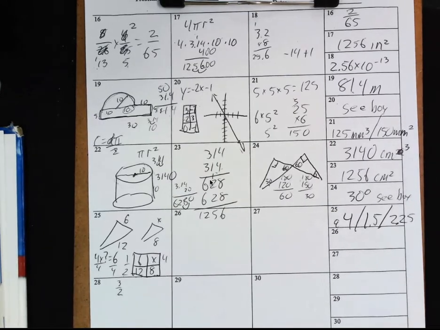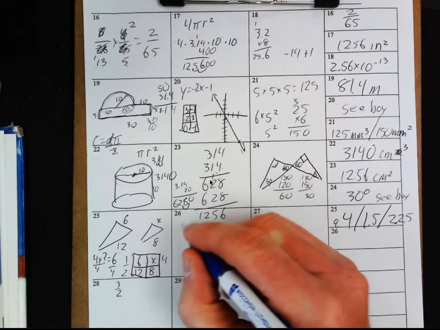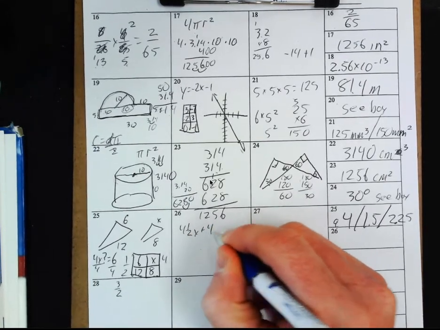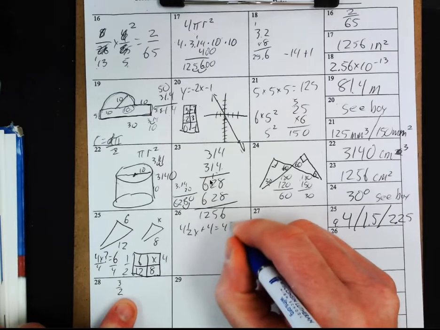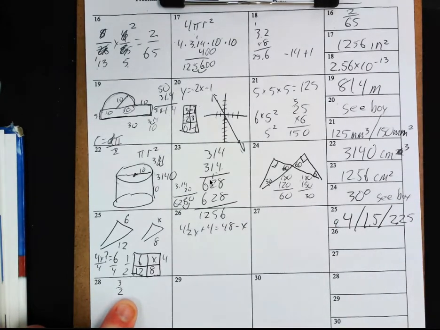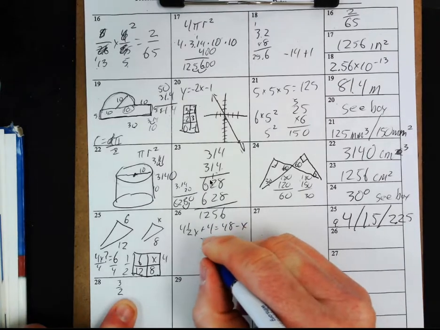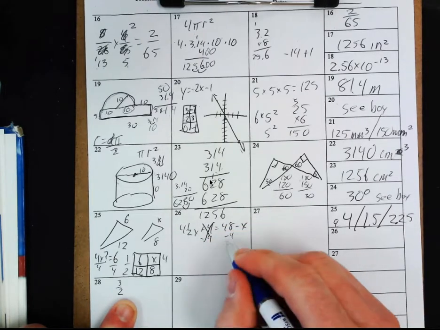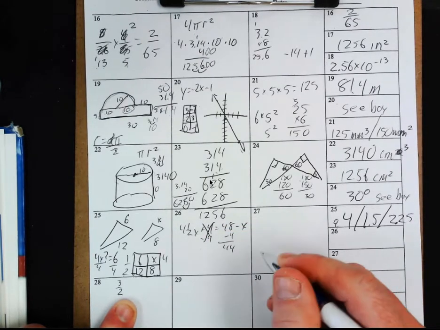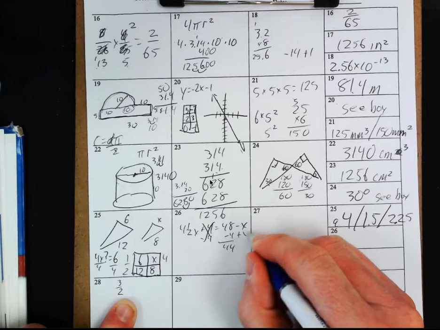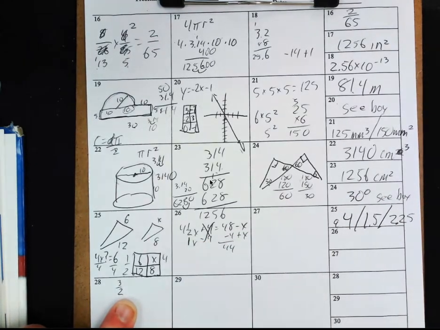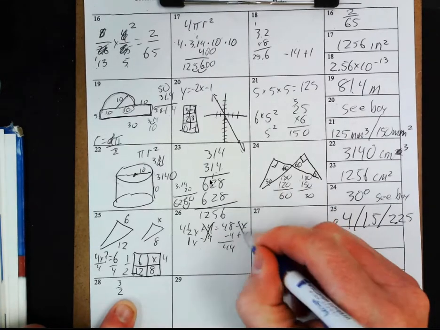Similar triangle formulas. 26, 4 1/2 x plus 4 equals 48 minus x. Okay, guys, we got to get these problems to the letters to the one side, numbers to the other. I'm going to subtract 4 on the left, I'm going to subtract 4 on the right. On the left, they cancel. On the right, I'm down to 44. I'm going to get rid of minus x by adding x. Add on the left, add on the right. What number am I bringing? It's a 1. Those cancel.